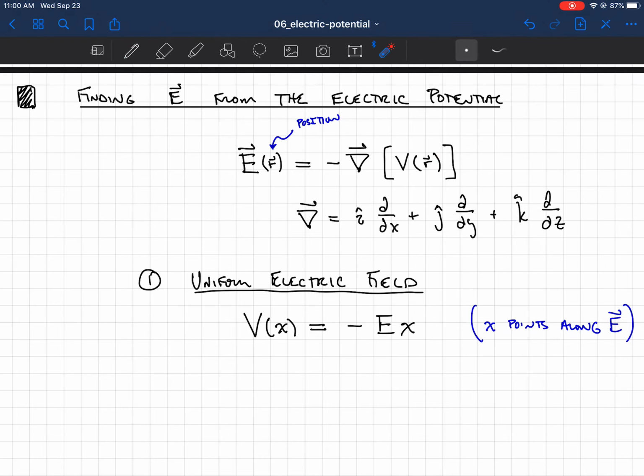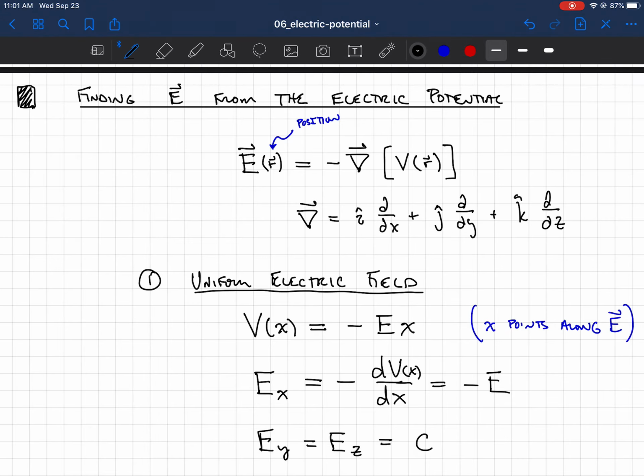Okay, so if we look at this expression here, well, it only depends on x, so derivatives with respect to y and z will go away, so we only have the d/dx. So our expression then is going to involve only the x component of the field. So E sub x is going to be equal to minus the derivative of V with respect to x. So what is that? Well, it's just minus E. And the derivatives with respect to y and z will both go to 0. So for the j component and the k component, we can just write down Ey is equal to Ez is equal to 0.